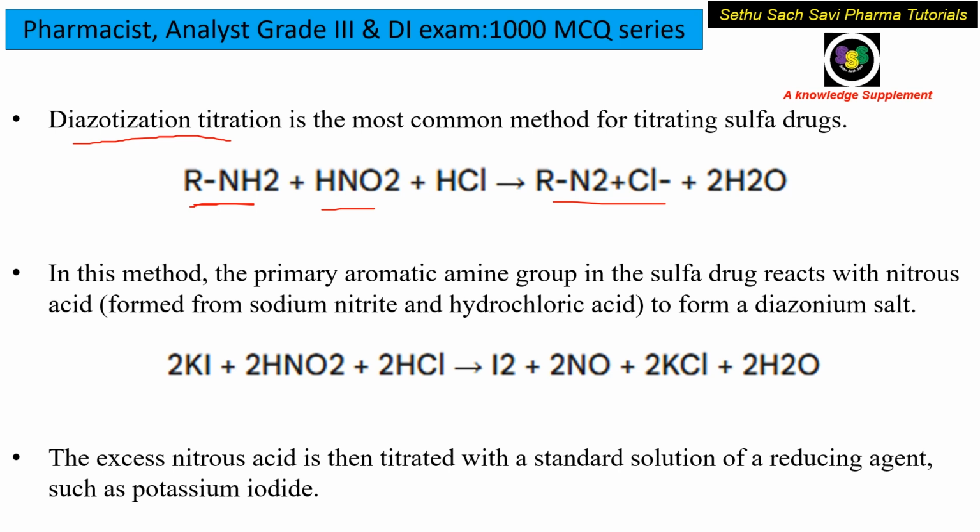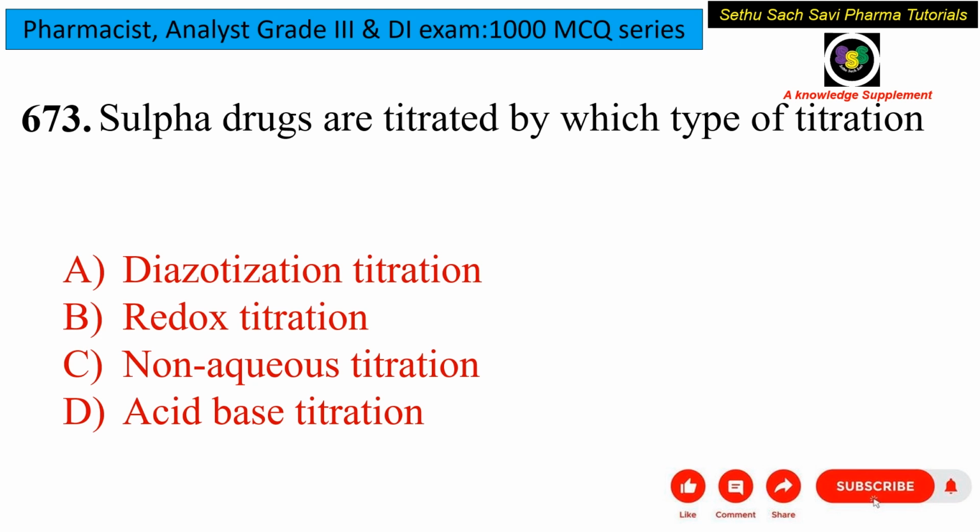A standard reducing agent is potassium iodide. So this potassium iodide will be titrated with the excess nitrous acid, and we will be using indicators such as iodine. So this is how we can quantify the amount of sulfa drug which is present in the sample given to us. So the titration method for sulfa drugs is normally diazotization reaction.